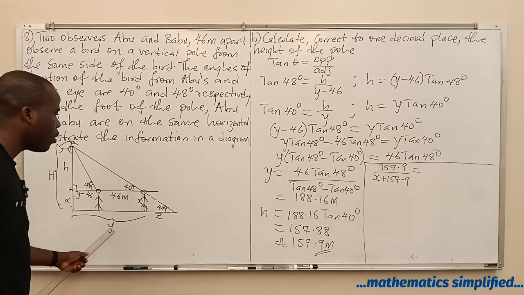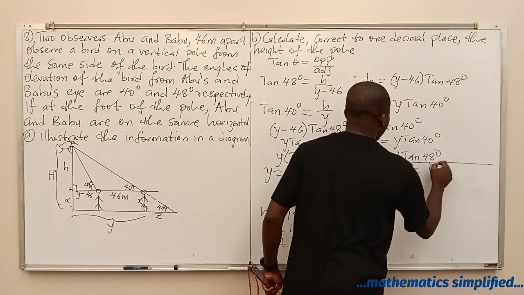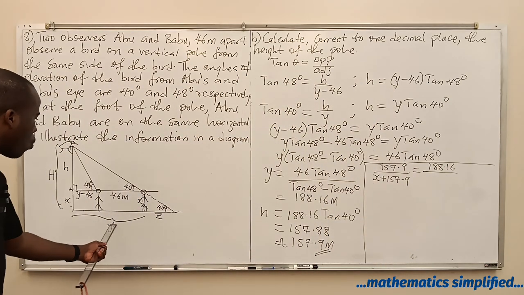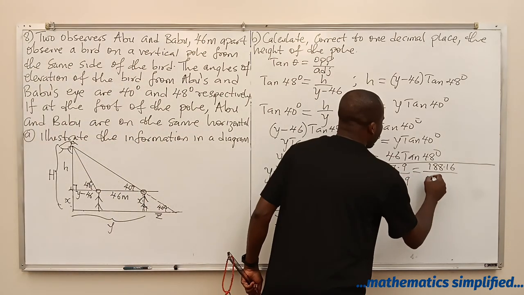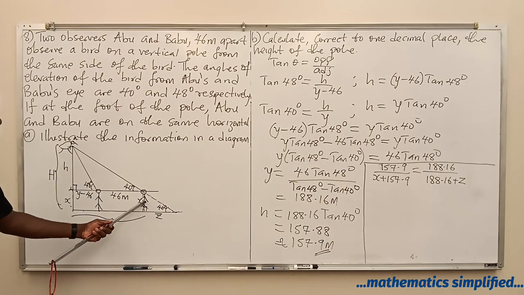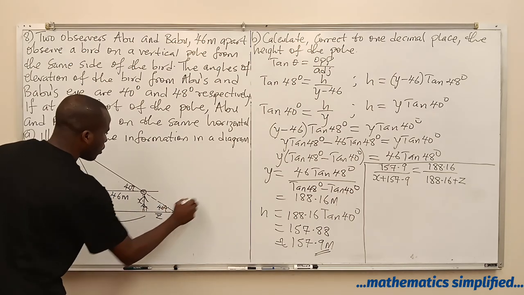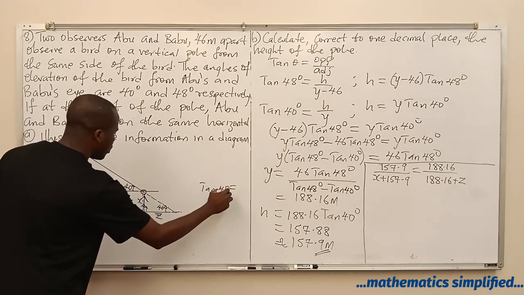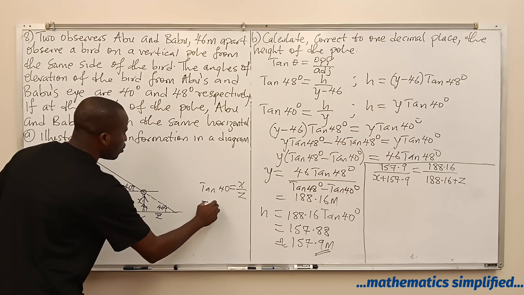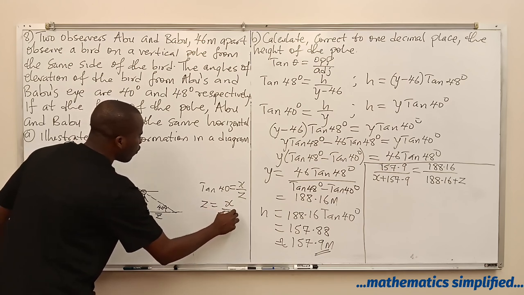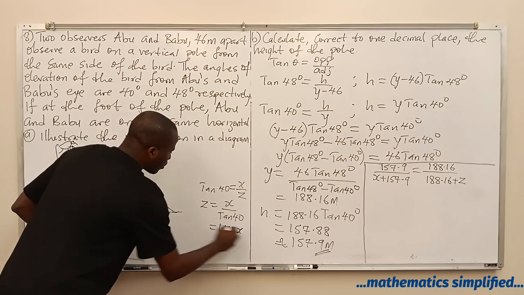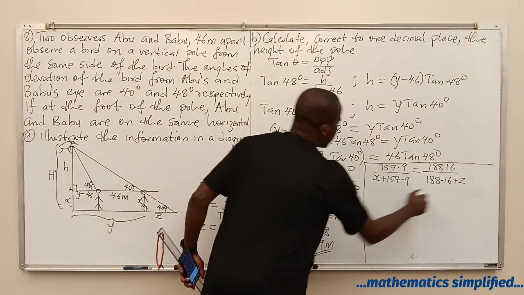the length of this whole thing is y, and we got y as 188.16, over the length of the whole of this, which is y plus z, 188.16 plus z. Well, we can write z in terms of x, because from here tan 40 is x over z, and so z is x over tan 40. X over tan 40 is 1.191x. That is z.